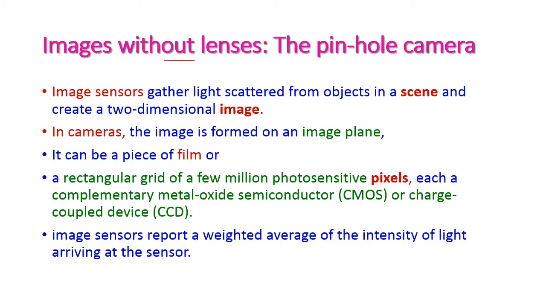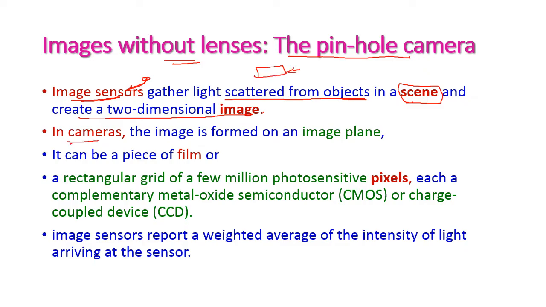Images without lens, that is the pinhole camera. Here the image sensor uses the pinhole camera. The pinhole camera means a camera without any lens, which gathers the light scattered from the objects in a scene and creates a two-dimensional image. That is, by using this pinhole camera we can take a photo of the current scenario, right.